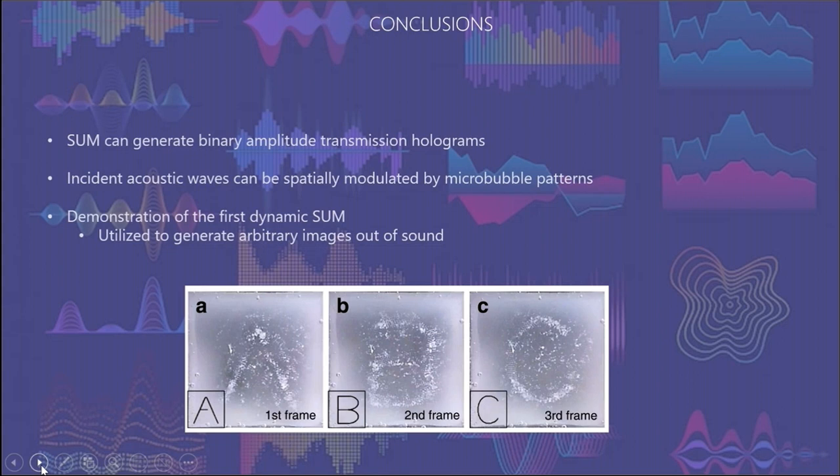From the work, it can be finally concluded that SUM allows for the generation of binary amplitude acoustic holograms. Microparticles in predefined shapes can be generated into projected acoustic fields. The projected acoustic fields can be updated and used to assemble microparticles into predefined shapes. Instant acoustic plane waves can be spatially modulated by using pattern of microbubbles, which produces a complex wavefront. This work demonstrates the first parallel assembly of microparticles using a dynamic spatial ultrasound modulator.